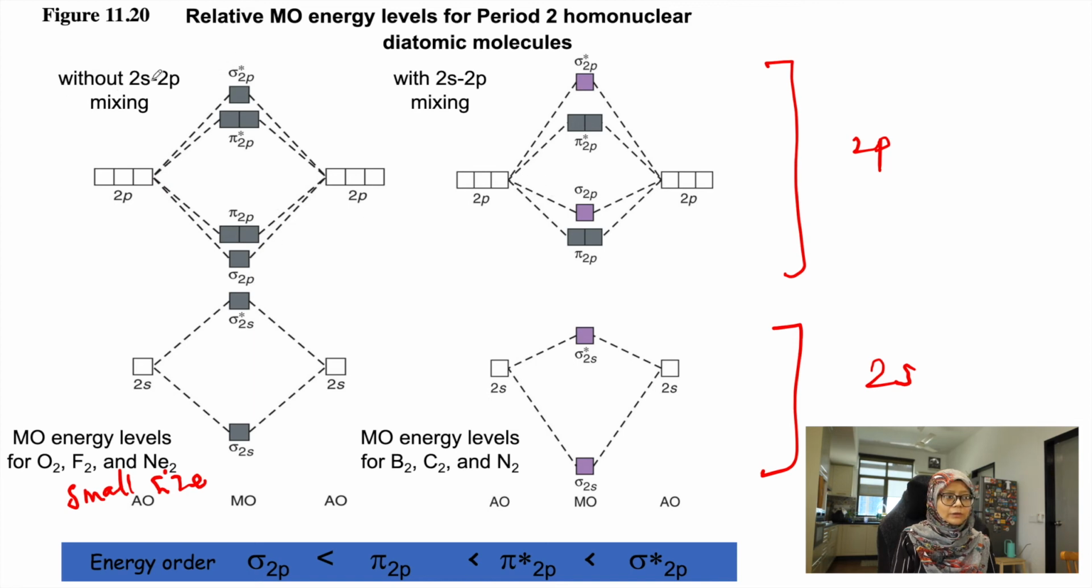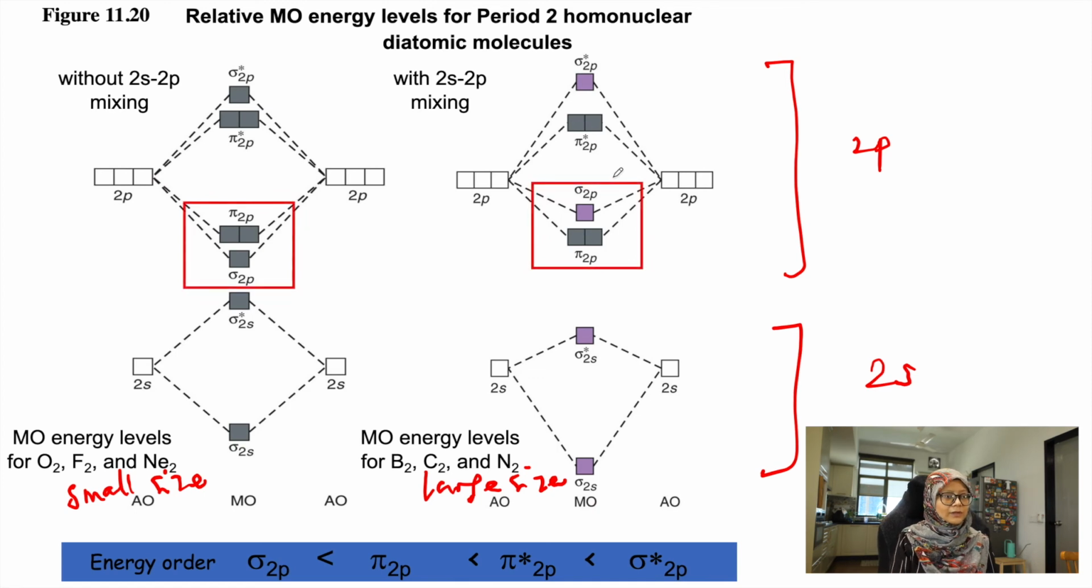If we have without 2s 2p mixing, we start with the sigma, pi, and then pi star and sigma star, while if we have the sp mixing for the large size, we start with, for the 2p orbital, pi 2p, sigma 2p, and then pi star 2p and sigma star 2p. So this is what you need to show in order to draw the molecular orbital diagrams. The main difference is here.